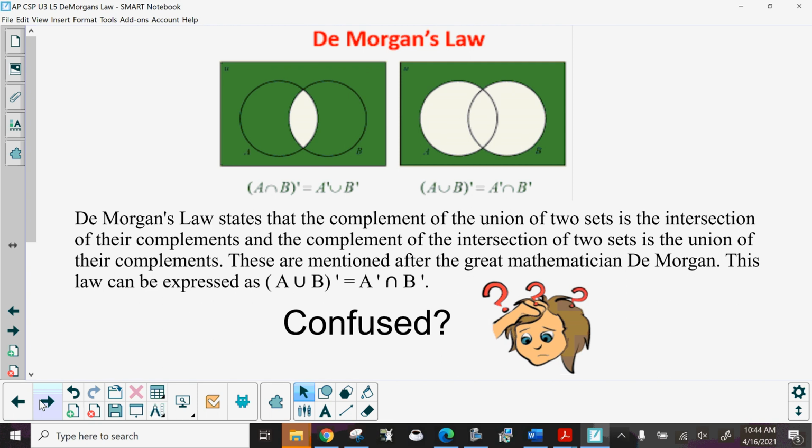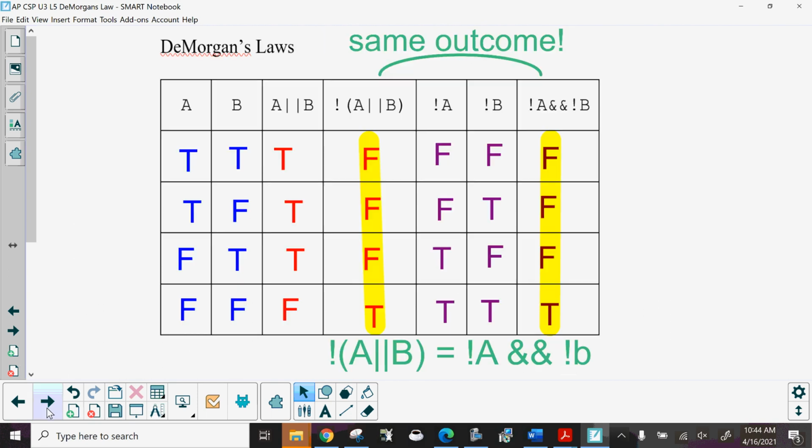Are you confused? Scratching your head? Probably. Let's actually see what DeMorgan's Law means in practical terms, because you're not going to have to rewrite the definition of it. If you first look over here, A and B are two Boolean variables, and in blue, I've given you what they're set to.